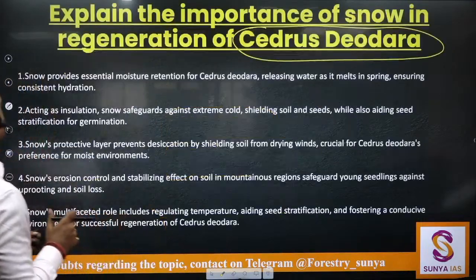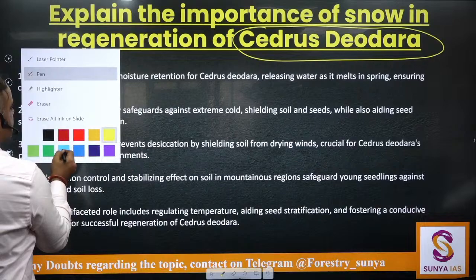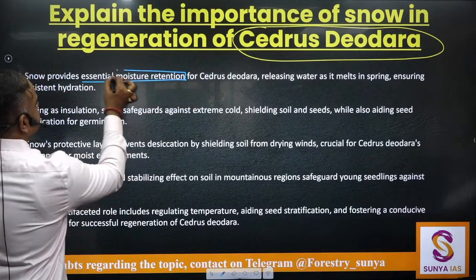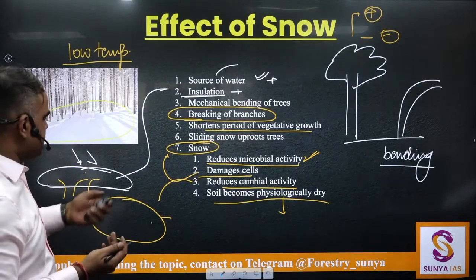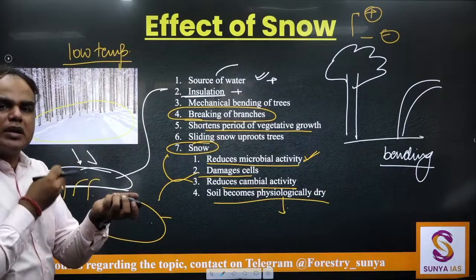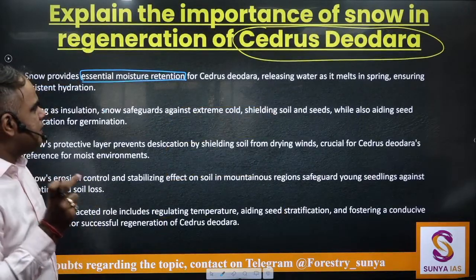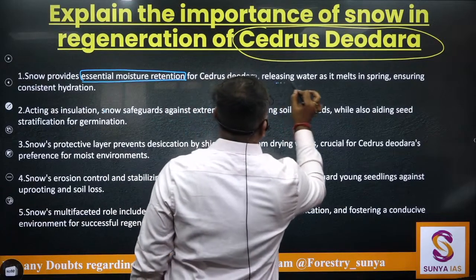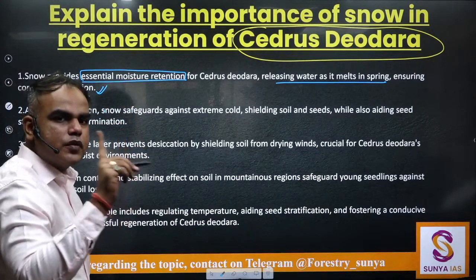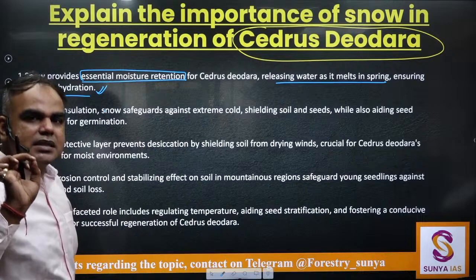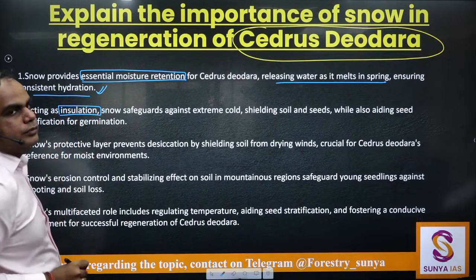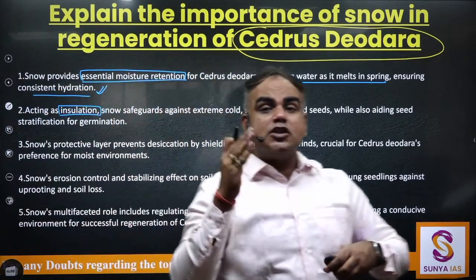Okay, so there are certain positive benefits. For example, snow provides essential moisture retention. How does this happen? There's a layer of snow, and slowly when this layer melts, of course water is going to get released and the moisture content is going to be available. So it releases water as it melts in the spring, so consistent hydration is available. So the first point is related to availability of moisture, consistent hydration. Okay, it acts as an insulation. Already we have seen, if there is a layer of snow, it is going to be insulating in nature.